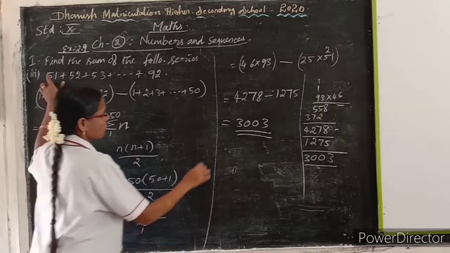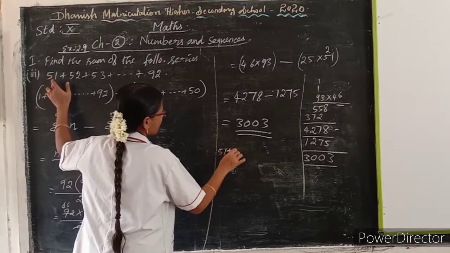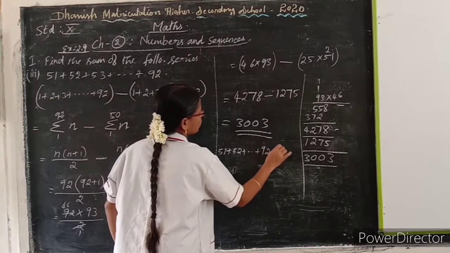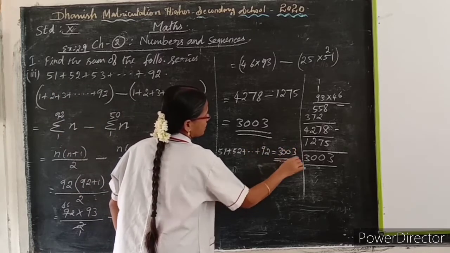This is the sum of 51 plus 52 plus etc. up to 92, which is equal to 3003. The answer.